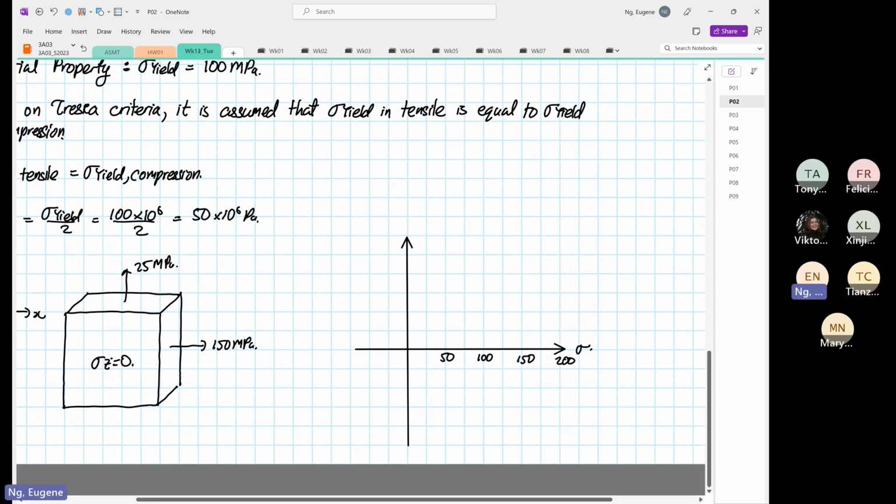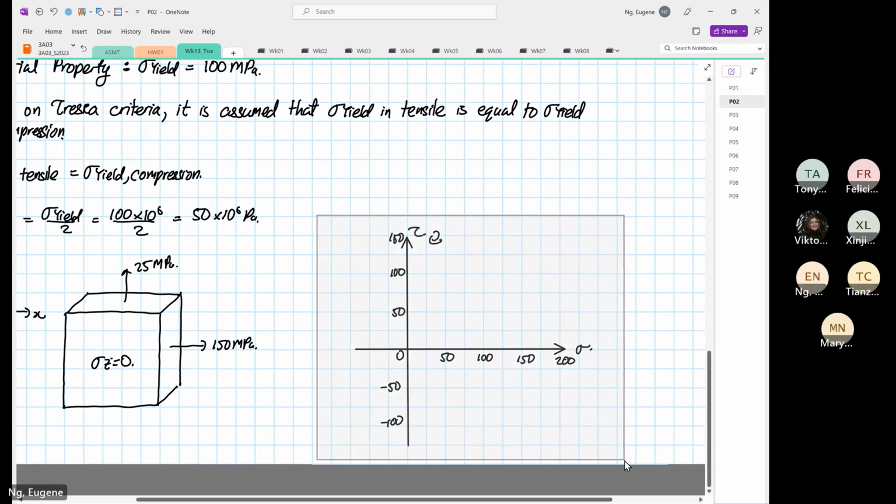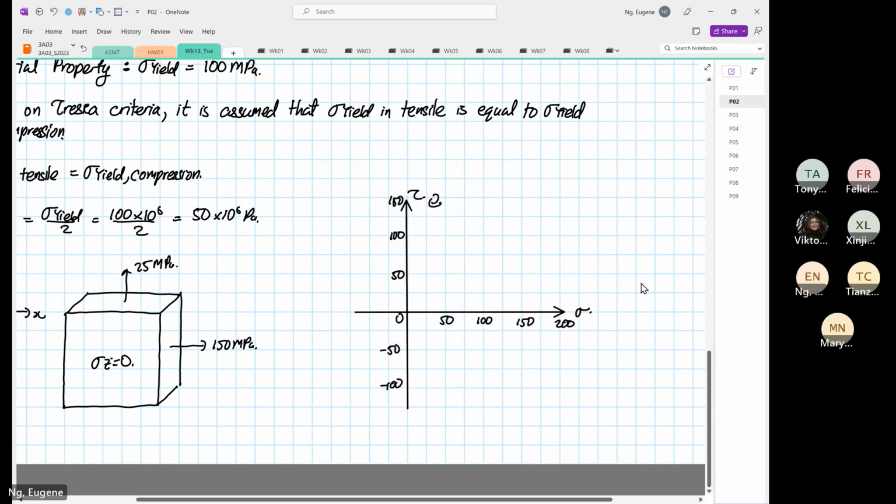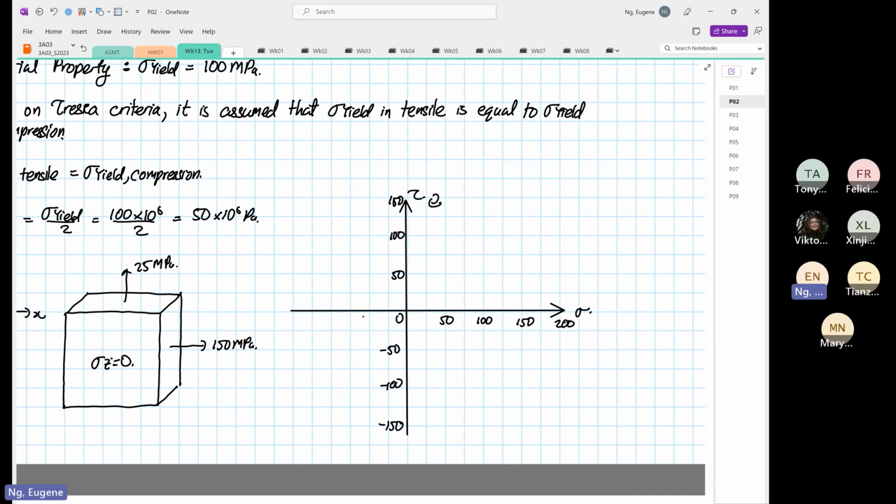Okay, so that is equal to 200. And our shear stress, this is 50, 100, 150. Element rotate clockwise. 0, minus 50, minus 100. I think I better push it up slightly. Minus 150. Okay.